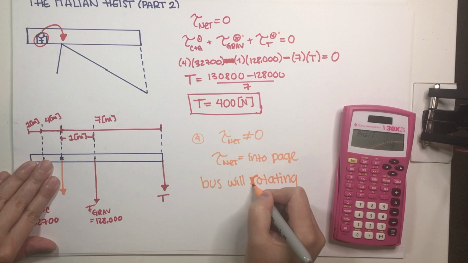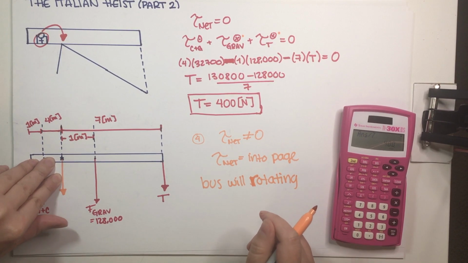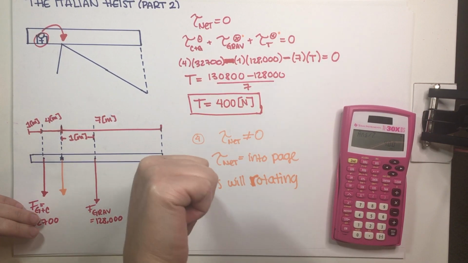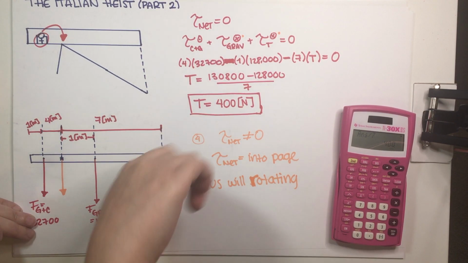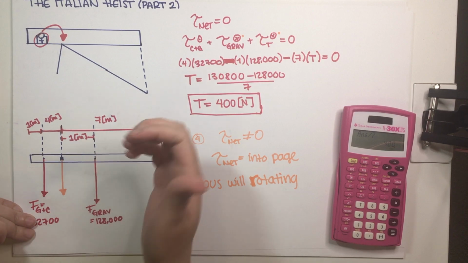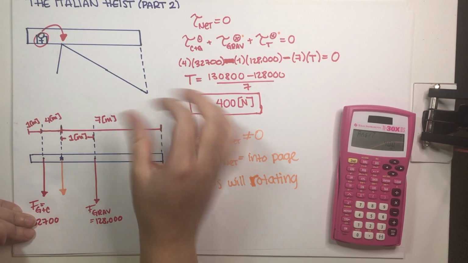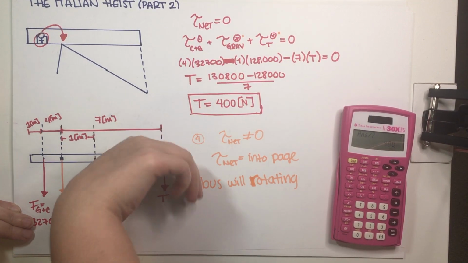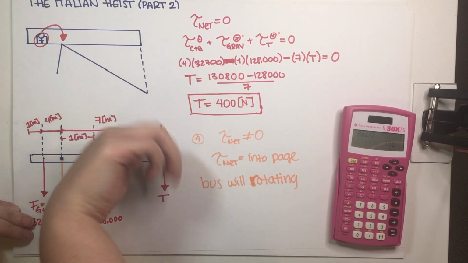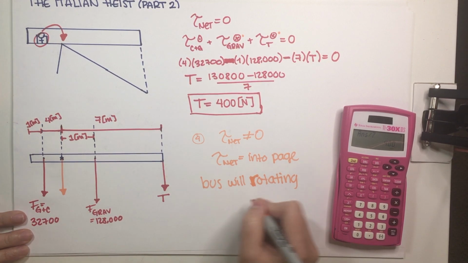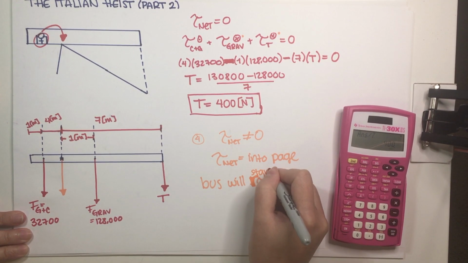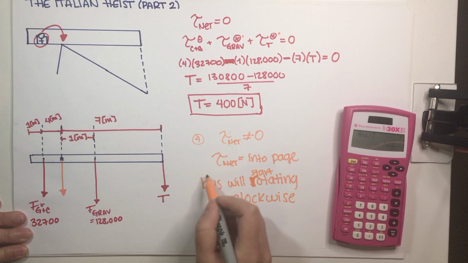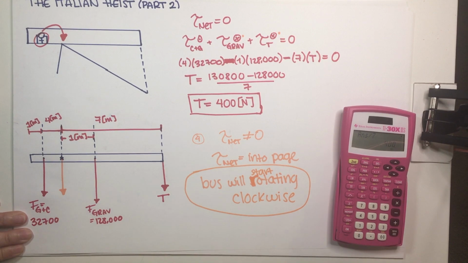Now, how do we know in which direction it is going to start rotating? Well, you just point your thumb in the direction of the net torque, and then you twirl your fingers. If the net torque would be out of the page, it would be this direction, but because my thumb is pointing into the page, because the net torque is into the page, the bus is going to start spinning clockwise. The bus will start rotating clockwise.